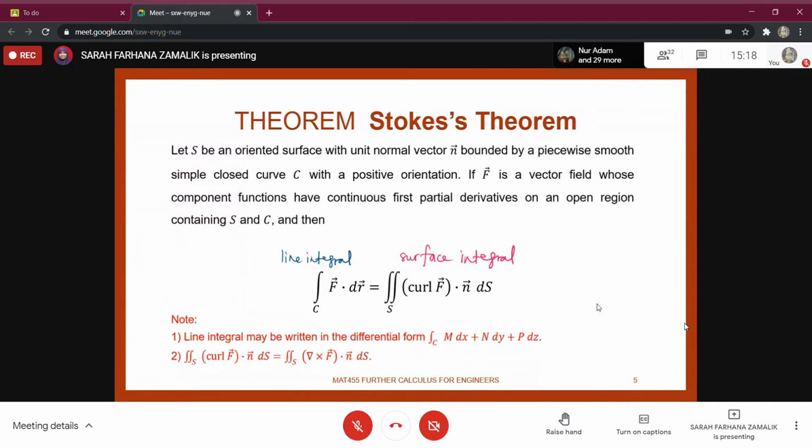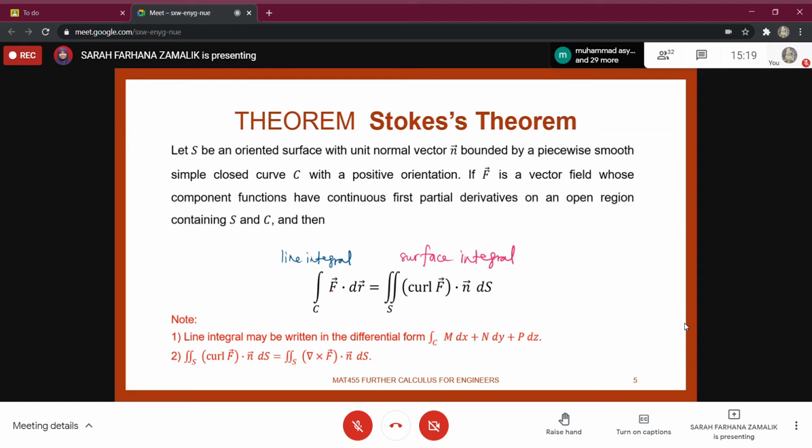Sebab kita dah tahu relationship dia, yes, this is the theorem you want to have when you want to evaluate by using Stokes Theorem. Let S be oriented surface with unit normal vector N bounded by a piecewise smooth simple closed curve C. So kita ada S, kita ada C with a positive orientation. Positive orientation ni selalunya counterclockwise direction tu lah. Okay, C kita tu counterclockwise direction. So yes, by using Stokes theorem, left side here, which is the line integral equivalent to the right integral here, which is your surface integral.